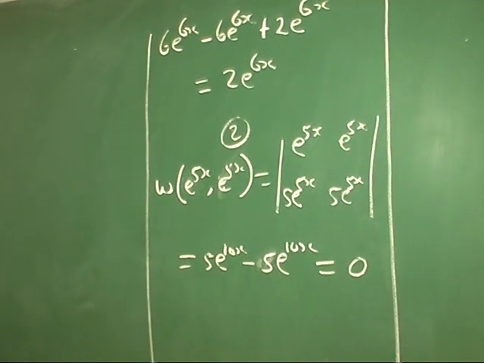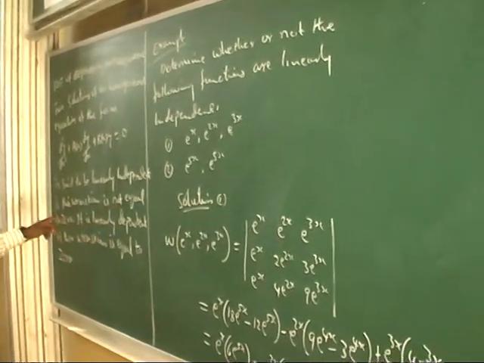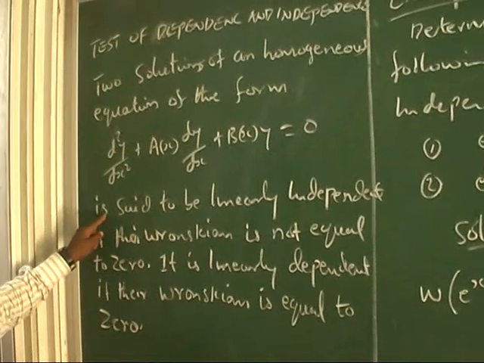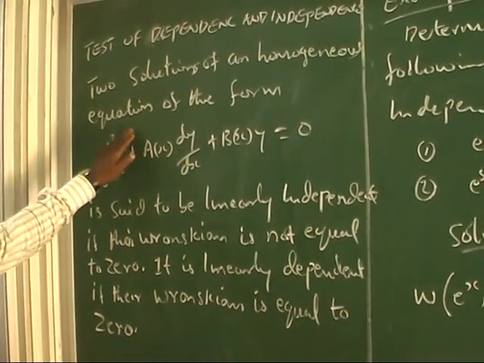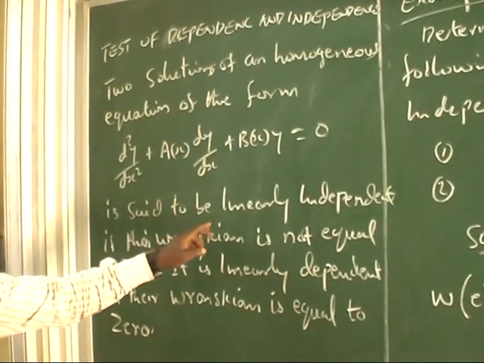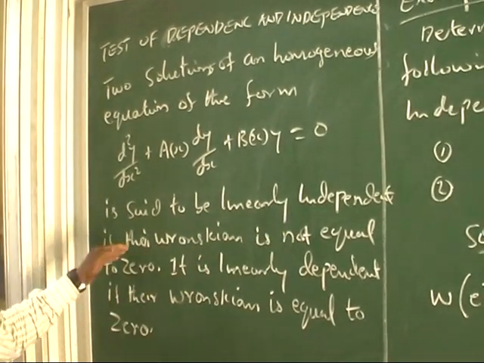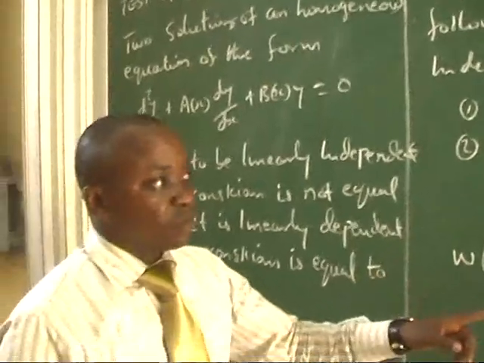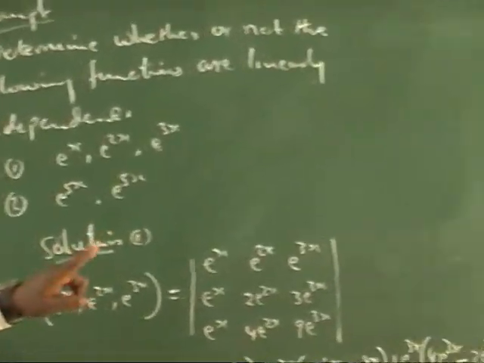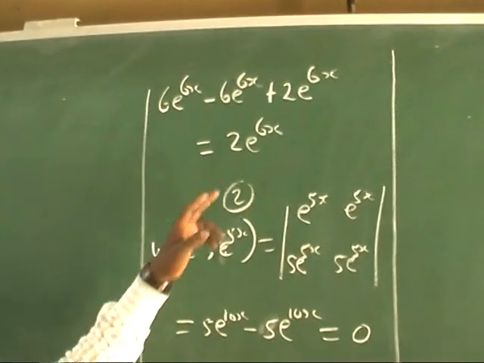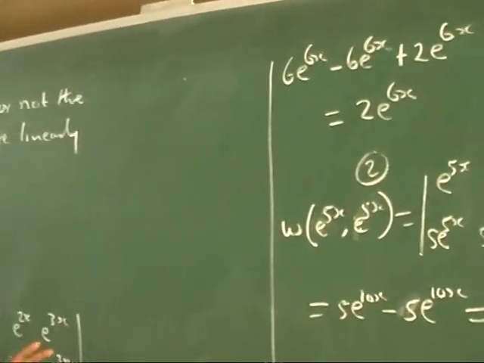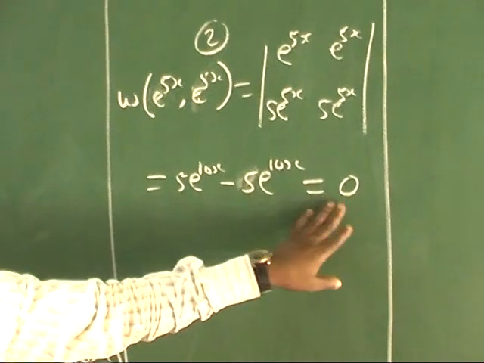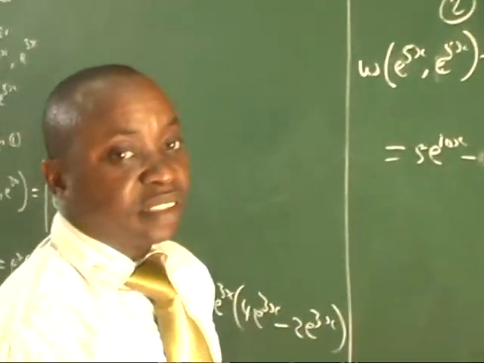Now, according to our definition, we said that the two solutions of a homogeneous equation of this form are said to be linearly independent if their Wronskian is not equal to 0. So that means in example 1, where we have 2 exponential 6x, it means that the functions are linearly independent. But in example 2, look at the Wronskian, it is 0, so the two functions are linearly dependent.